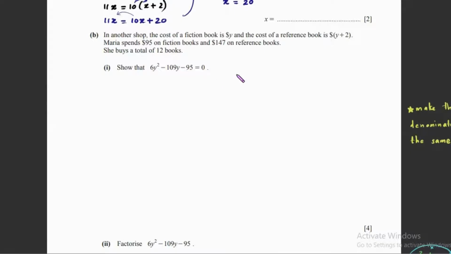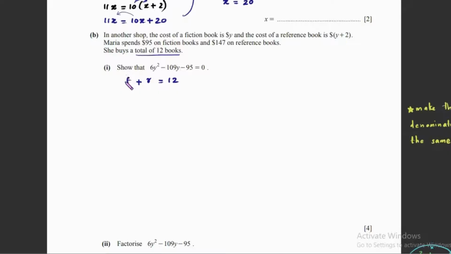Now, in this case, the total number of books is given as 12, which means the number of fiction books and the number of reference books together is equal to 12. That is the number of books. This is not related to the cost, but this is related to the number of books.